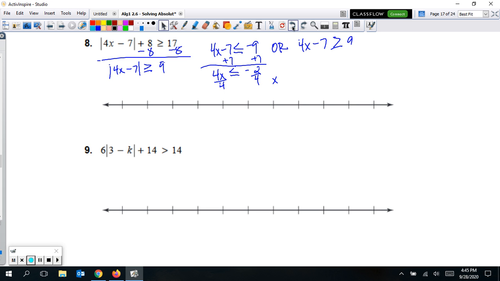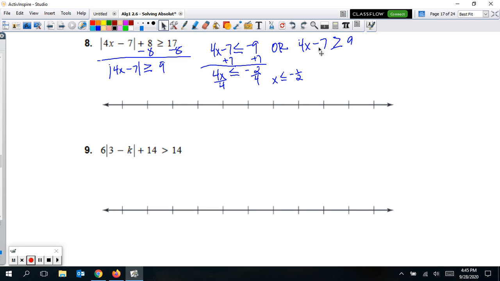So we're going to get the x by itself. The inequality symbol is still facing the same way, divided by a positive there. So it's still facing the same way. And then I have a -2/4. I just want to simplify that to a -1/2. 2/4 reduces to a 1/2, just top and bottom by 2.